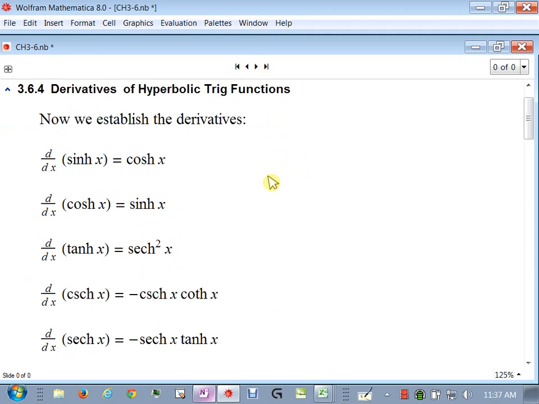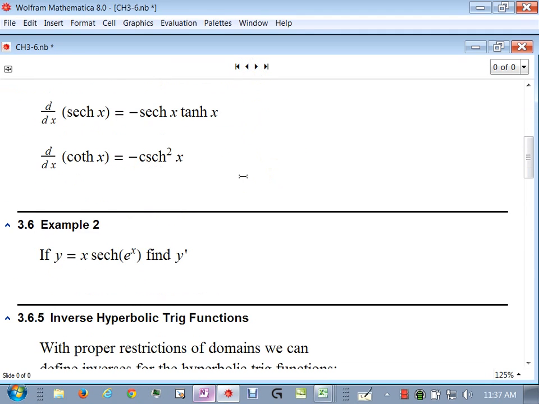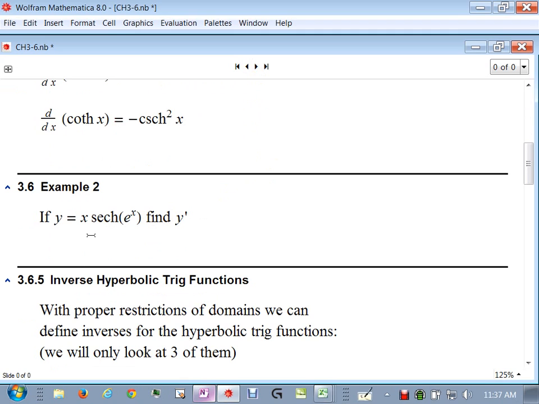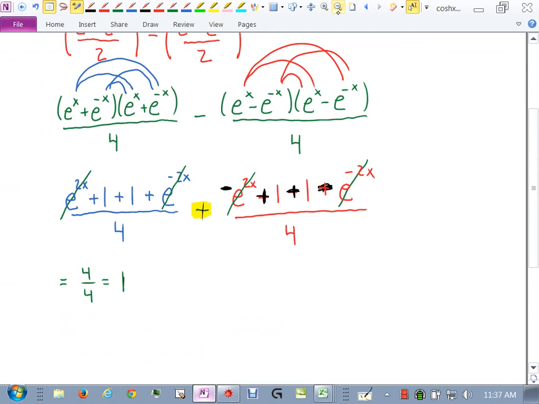Then I was supposed to talk about the derivative, sorry. And then we are supposed to find this derivative. So that's where we are. So if I take a look at y being defined to be x secant hyperbolic e to the x, and we're asked to find y prime, I just need to take the derivative of that.